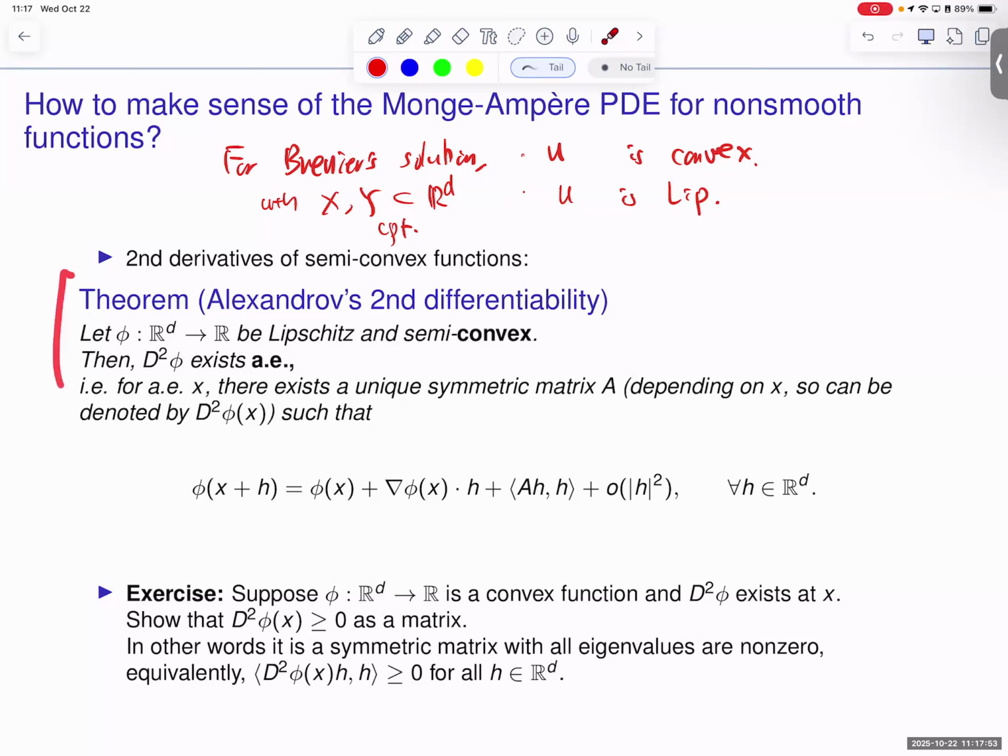Okay, so then Alexandrov answered that question. Alexandrov has this theorem in the context of convex geometry, not in the context of optimal transport, but fortunately we have this theorem developed by Alexandrov, saying the following. Consider a convex function. Of course, a semi-convex function is nothing but a convex function plus a smooth function. So in terms of differentiability, semi-convex and convex functions are the same. So suppose your function is Lipschitz and semi-convex, in particular convex. Then Alexandrov says that for almost every x, the second derivative exists.